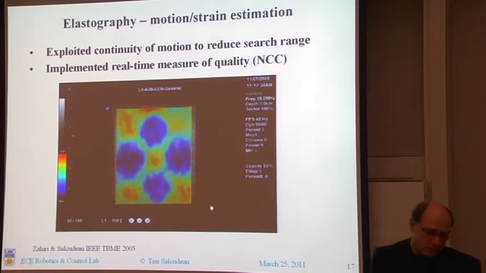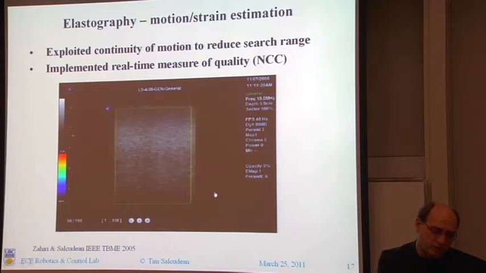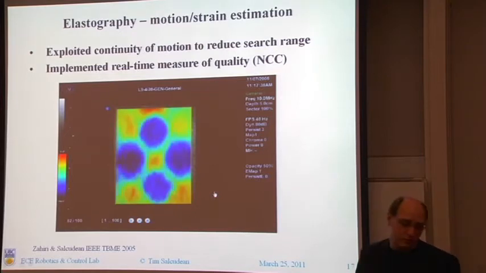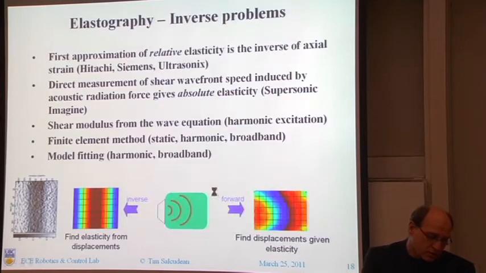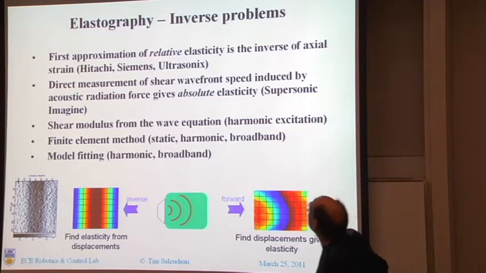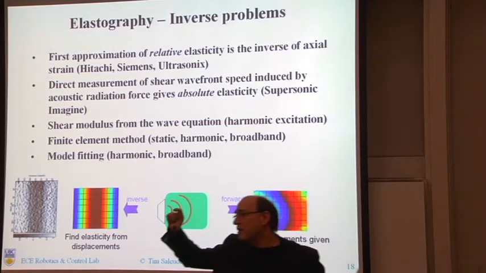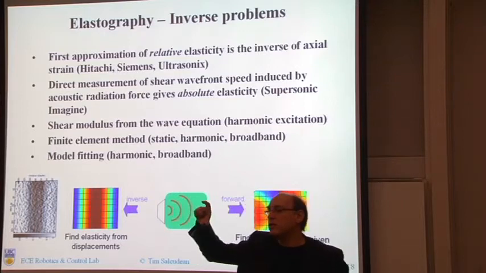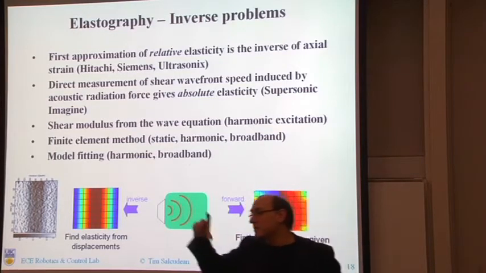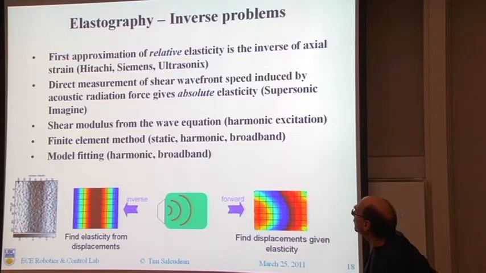You see here that from applying deformation to the phantom, you start to see the internal structure that you don't see without that deformation. So a first approximation to the relative elasticity is the inverse of axial strain. If you take 2 springs of different stiffnesses and you compress their series arrangement, the spring that is stiffer will compress less than the spring that is softer. So the inverse of the strain gives you roughly elasticity.